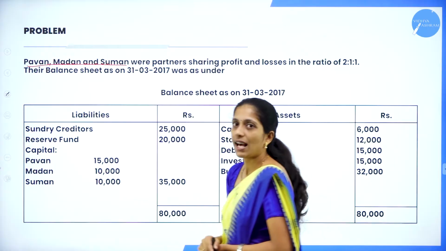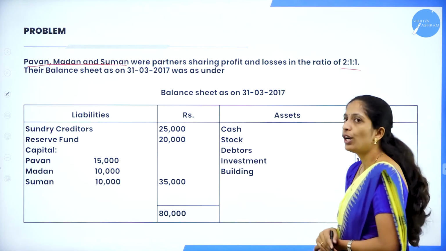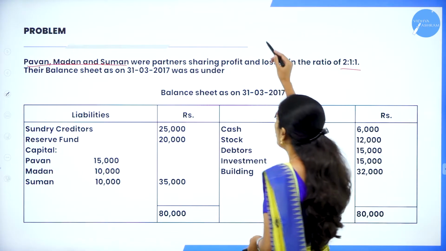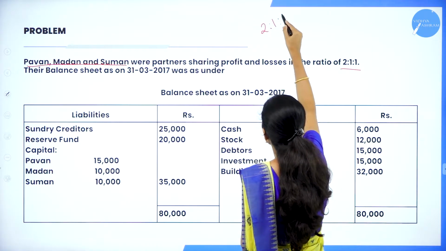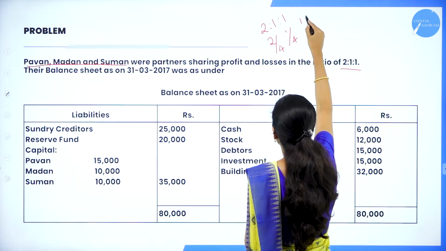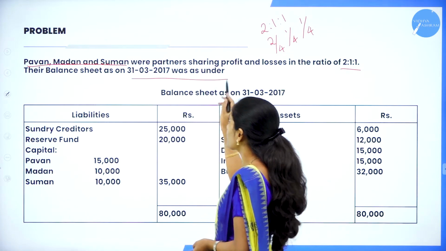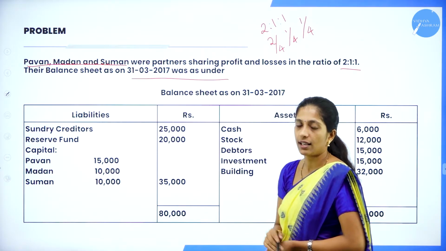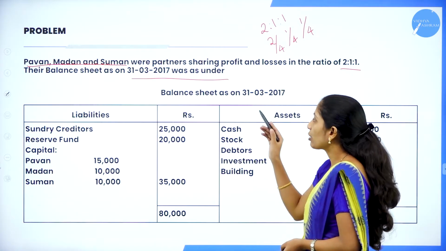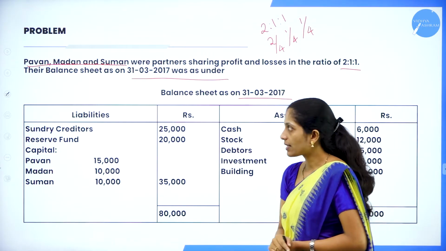Pawan, Madan as well as Suman were partners sharing profit and loss in the ratio 2:1:1. So what is their profit sharing ratio? 2:1:1, which can be written as 2/4, 1/4 and 1/4. Their balance sheet as on 31st March 2017 was as under. So they have given the balance sheet. Now go through the balance sheet here. Balance sheet as on 31st March 2017.